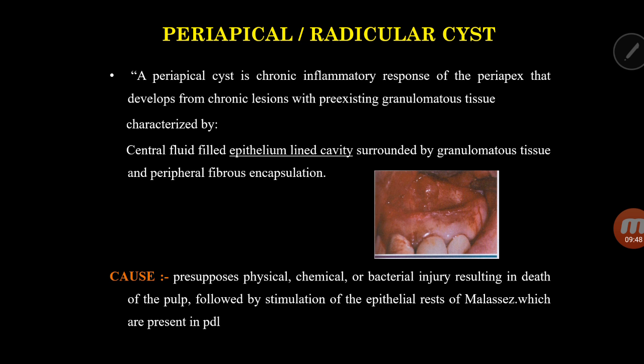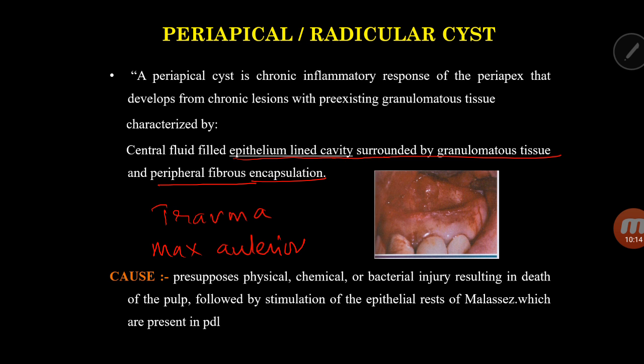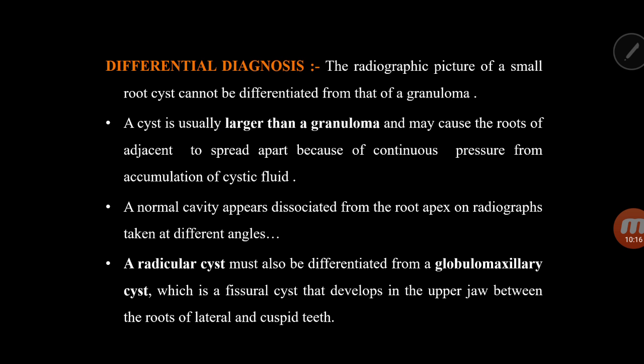So next we need to learn about the periapical radicular cyst. The main important thing is it is surrounded by the granulation tissue, and in a few cases it is encapsulated by peripheral fibrous encapsulation. The most common etiology is trauma, and it is most commonly seen in the case of maxillary anteriors. Okay, as for the differential diagnosis, it is not that important, you can just have a look.